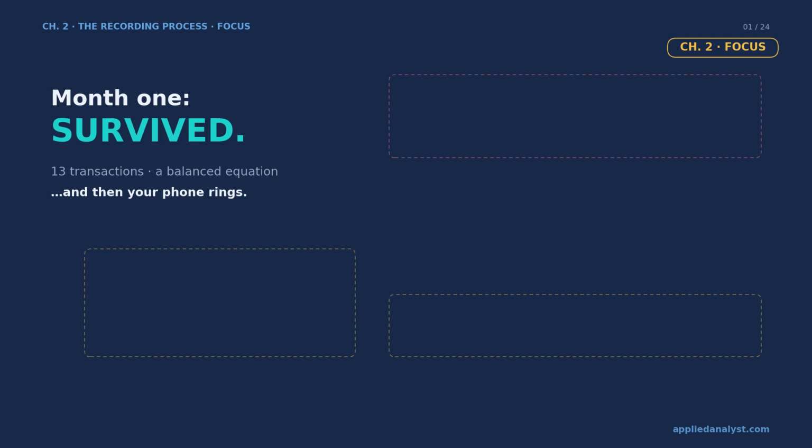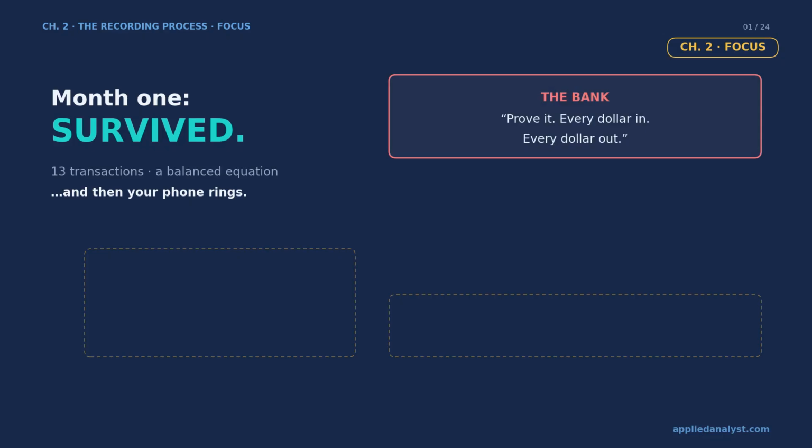Your coffee shop survived its first month, and then your phone rings. It's the bank, and they want one thing. Prove it. Where every dollar came from, where it went. You open your notebook and it says, money came in, money went out. That's not bookkeeping. That's a fortune cookie.